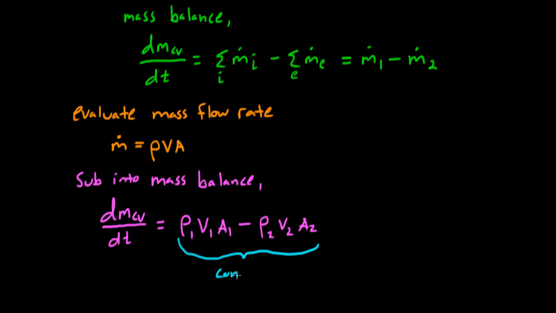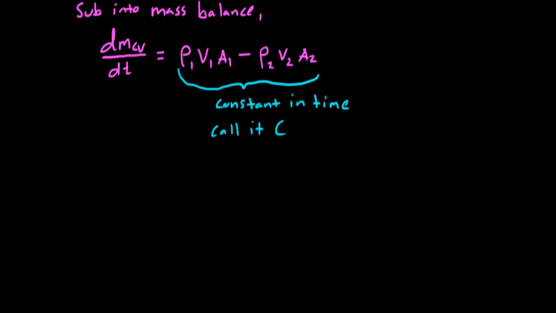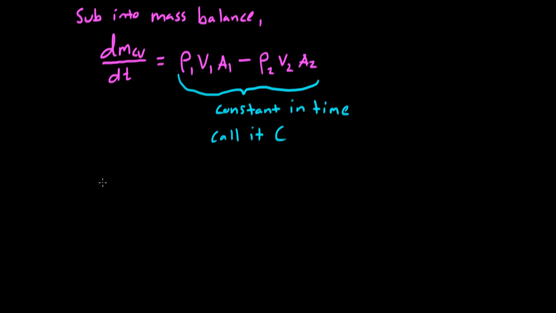For convenience, let's define a constant to represent this expression. Let's call it C. This C is simply for convenience and has nothing to do with specific heats or any other property that we typically represent with a C. Rewriting the mass balance in terms of C, we see that the rate of change of mass within the system is equal to a constant, which we called C.